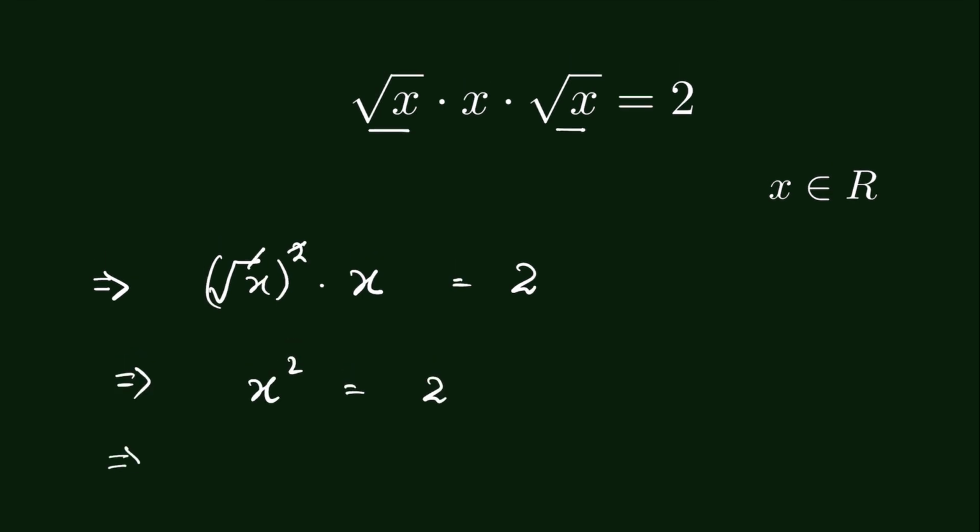Now to remove the square, we can take the square root of both sides. x squared under square root and 2 under square root. Remove the square root with the square. Therefore, x is equal to square root of 2.